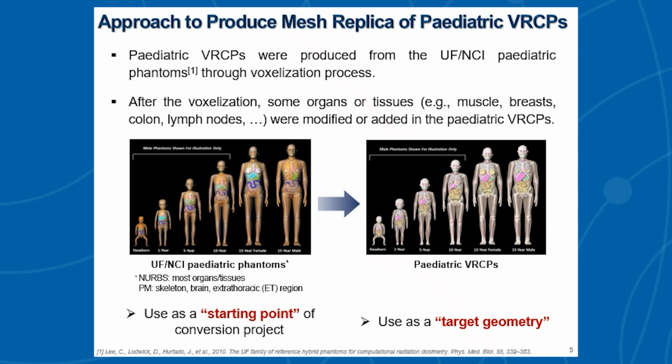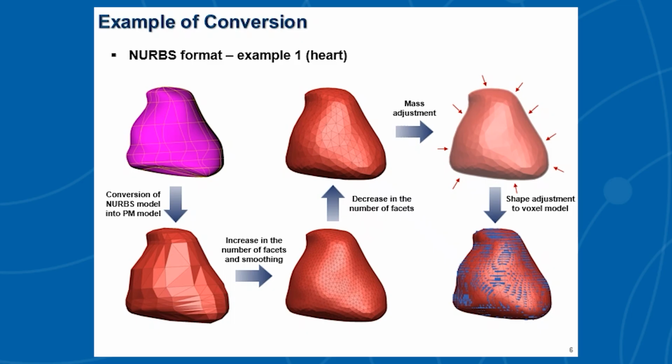And I will show you a few examples. For the heart, which was originally in the NURBS format, we first converted it into the mesh format. The initial mesh quality was poor, so we increased the number of faces and refined the mesh quality. Then we reduced the number of faces to a reasonable number because too many faces could slow down the Monte Carlo simulation speed. After that, we adjusted the mass and aligned the shape with the voxel phantoms.